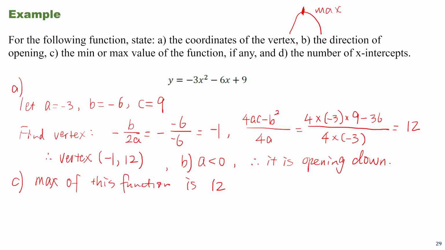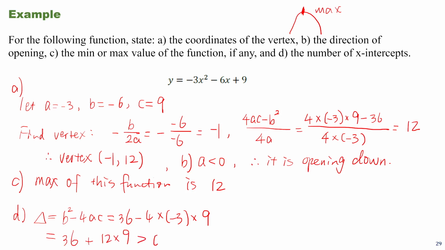So how do you determine the number of x-intercepts? There are a number of ways you can do this. You could check delta. Delta equals b squared minus 4ac, which is 36 minus 4 times -3 times 9, and this gives us 36 plus 12 times 9. Apparently this is a positive number. You don't have to calculate that because the question only asks you to check the number of x-intercepts.